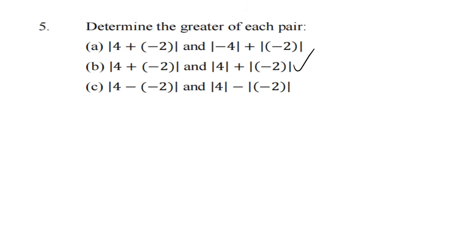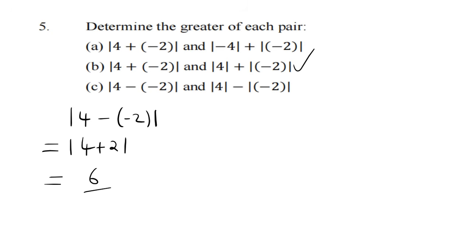Let's solve C. We've got the absolute value of, this is -2. So let's start with this first one. So we're going to have 1. Now we've got a negative, and the negative there, they'll give us a positive. So we're going to have 4 plus 2. That will just give us a 6. Okay. Then we come to the other one.